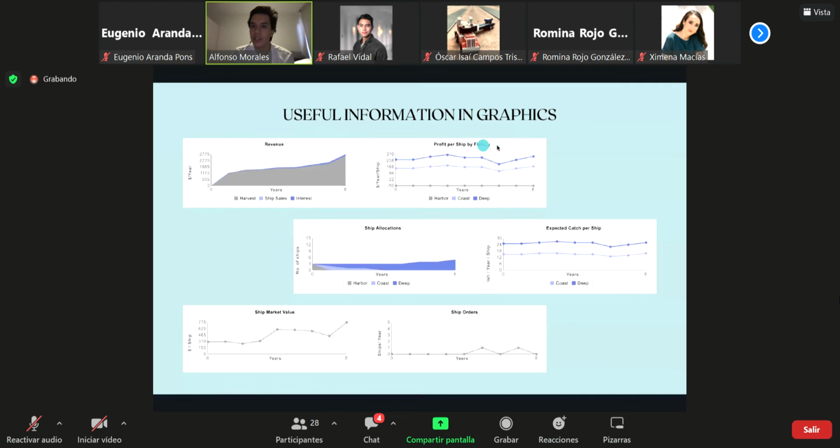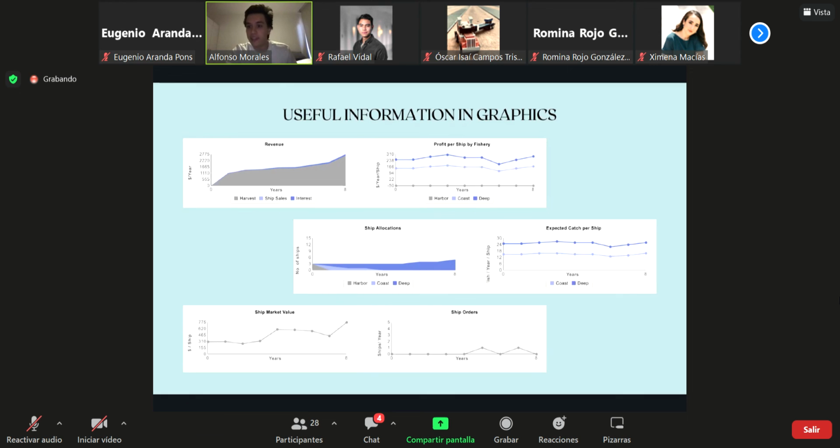The useful information in the graphic is that our revenue is almost entirely from harvest, but we are getting a little bit of money from interest. The profit per ship went down in year 6, but it went up in years 7 and 8, and we hope it continues going up during year 9. The ship allocation, as I told you, is only the deep sea, but during years 1, 2, and 3, we had 3-4 ships in harbor. We moved them, and it's working for us.